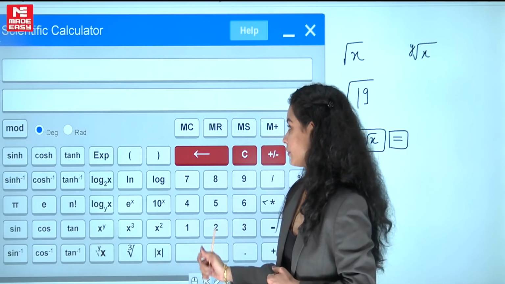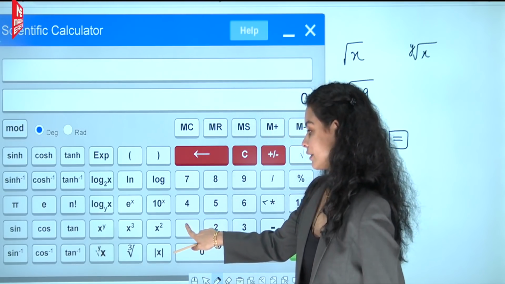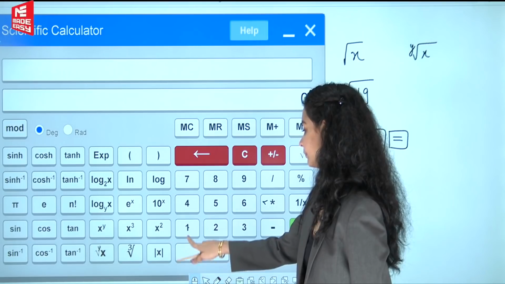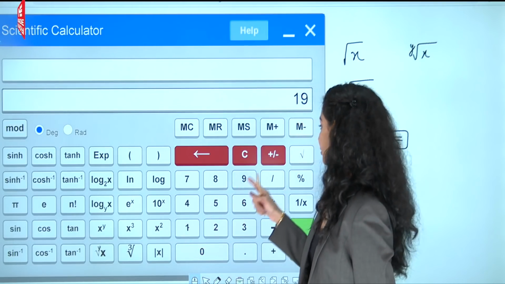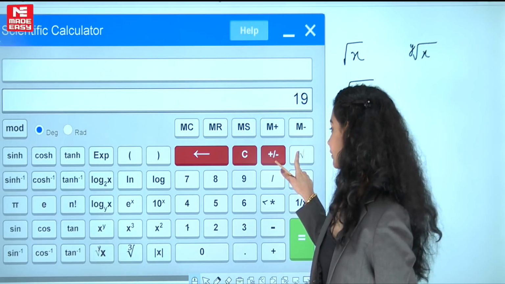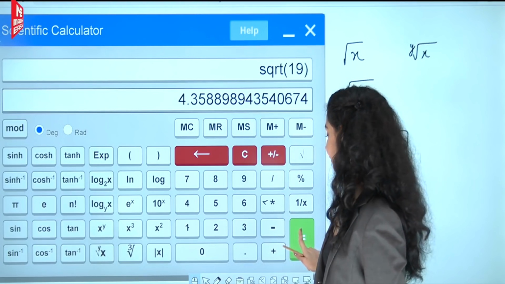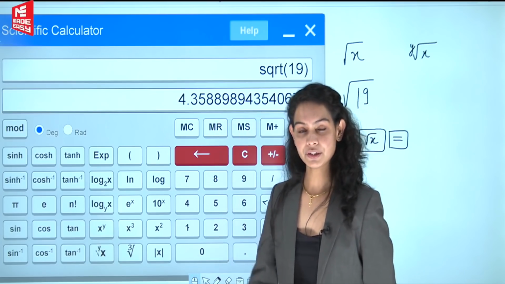Let's perform this on the virtual calculator. First enter the value of x, which is 19, and then the function tab, which is square root, which is found here. So you have to press square root and then press equal to. There you get your answer.